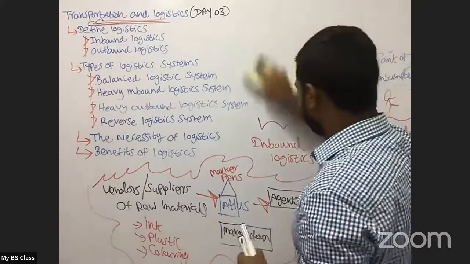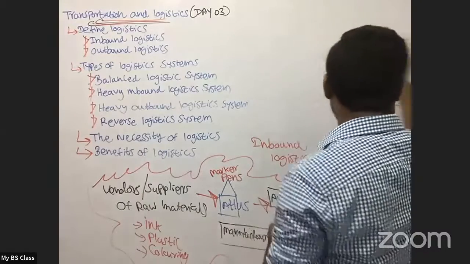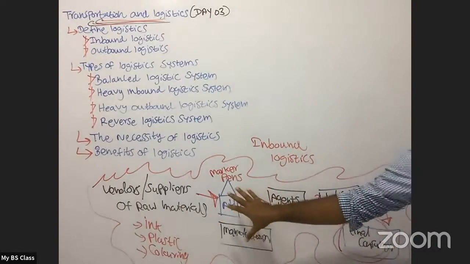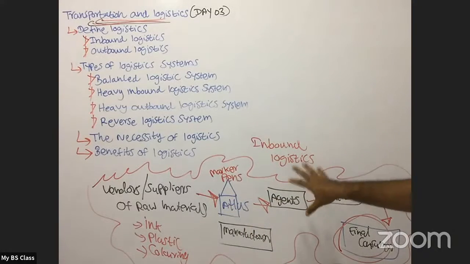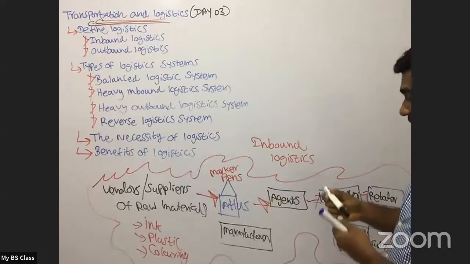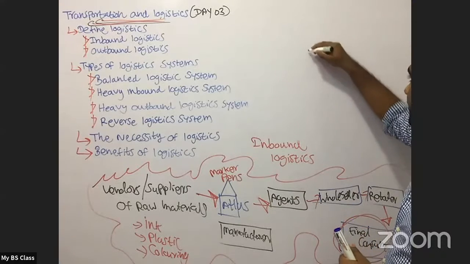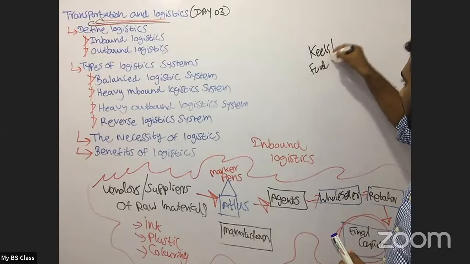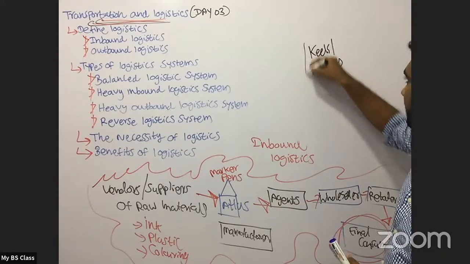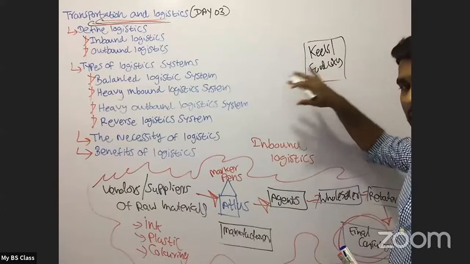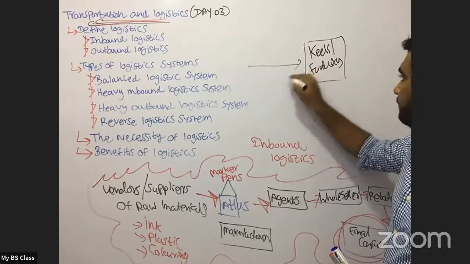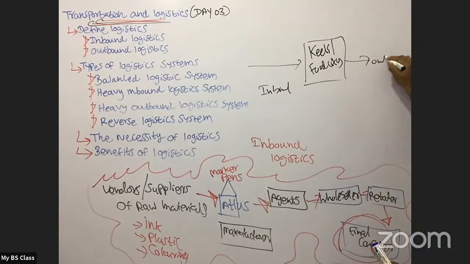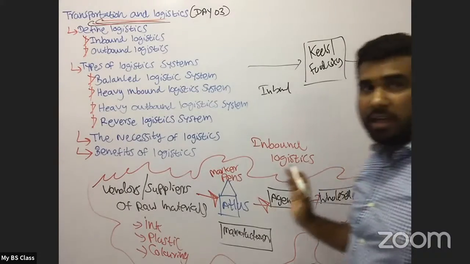Correct. So here they do not engage in any production. Now, this is the logistic system when it comes to the manufacturer, right? So here it's Keells or Food City or Laugfs or whatever the supermarket, right? So they also do have an inbound and an outbound, right? Correct.